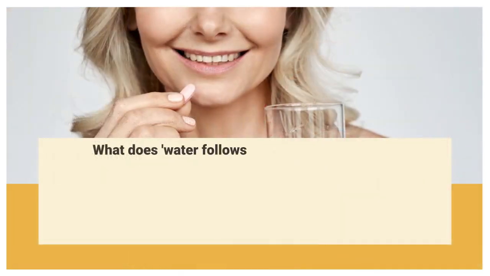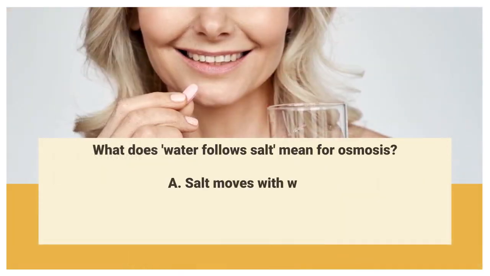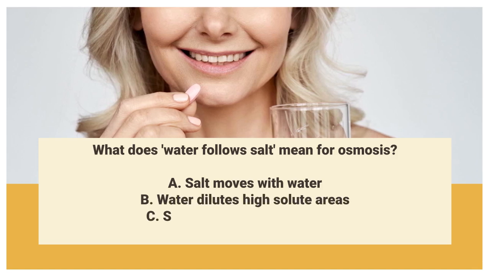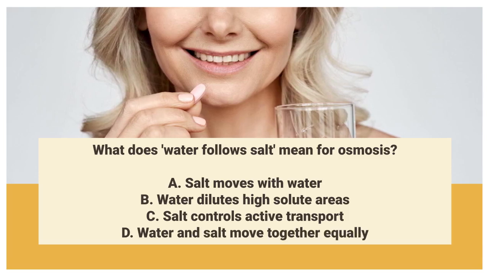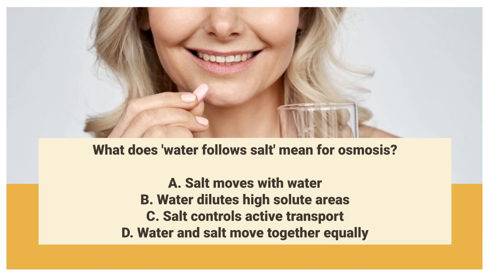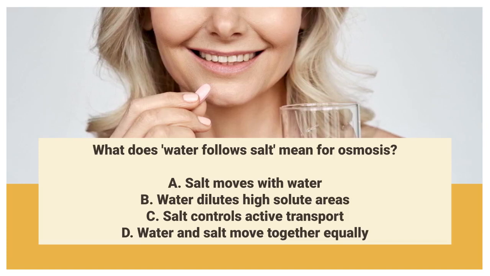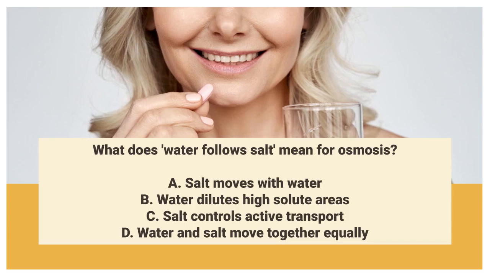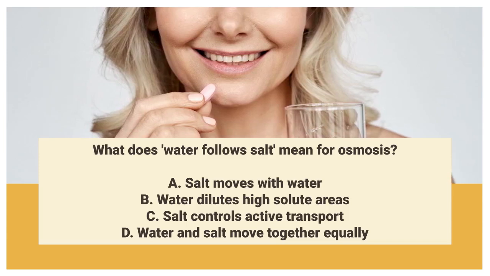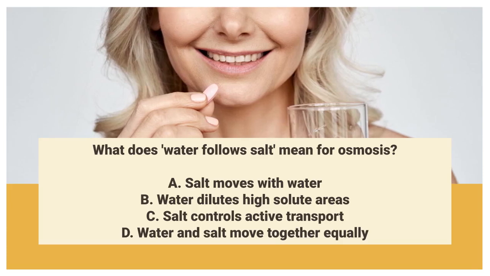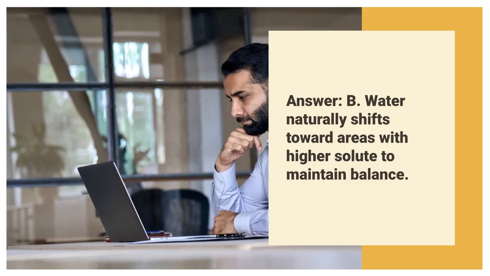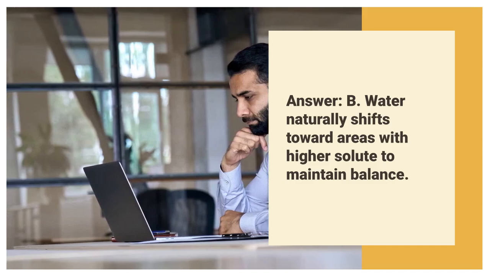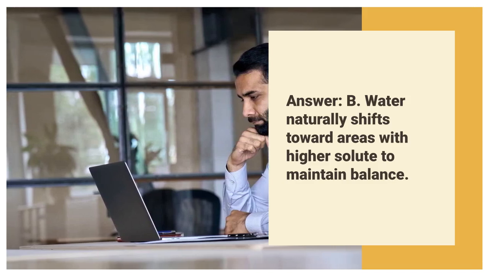Next question. What does water follows salt mean for osmosis? Salt moves with water. Water dilutes high solute areas. Salt controls active transport. Water and salt move together equally. The correct answer, B. Water naturally shifts toward areas with higher solute to maintain balance. Next question.